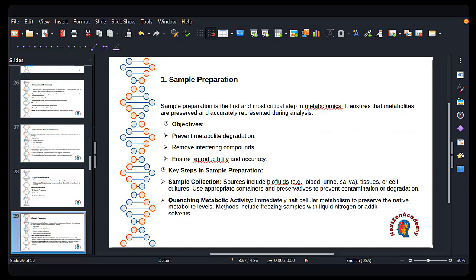Then quenching metabolic activity. Immediately halt cellular metabolism to preserve the native metabolite levels. Methods include freezing samples with liquid nitrogen or addition of solvents. So, what's the meaning of quenching metabolic activity? Anybody of you know what quenching metabolic activity is?